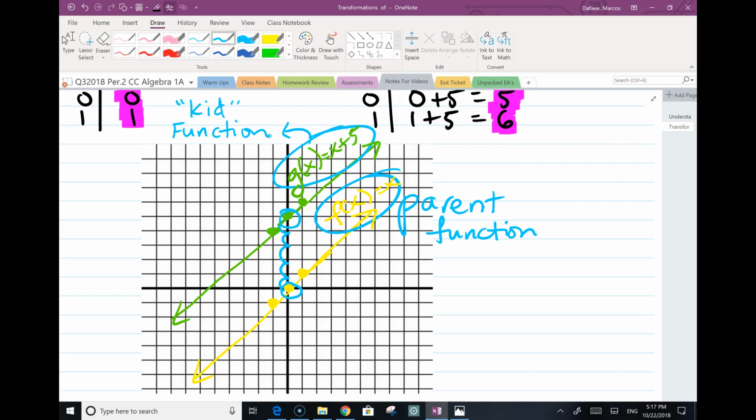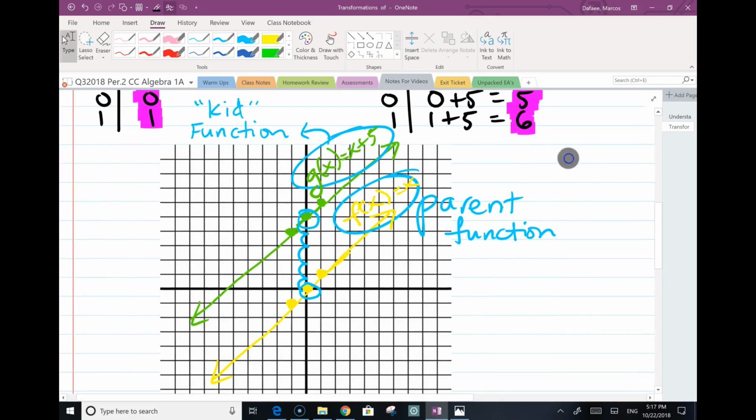You get the green one. Okay, so you can do this with every point. If you grab any yellow point and you count the units up by 5 units, you'll land on its corresponding point on the green line. Okay, so this is how that works.